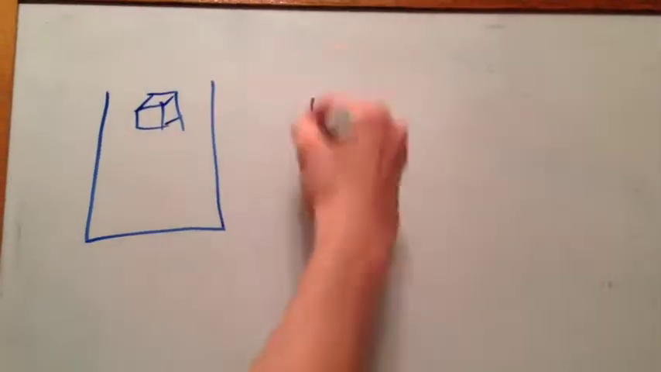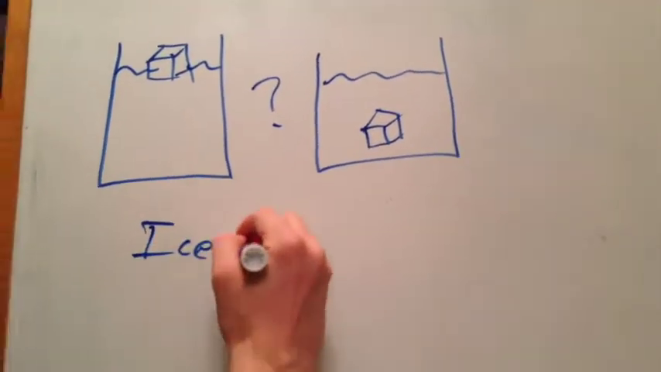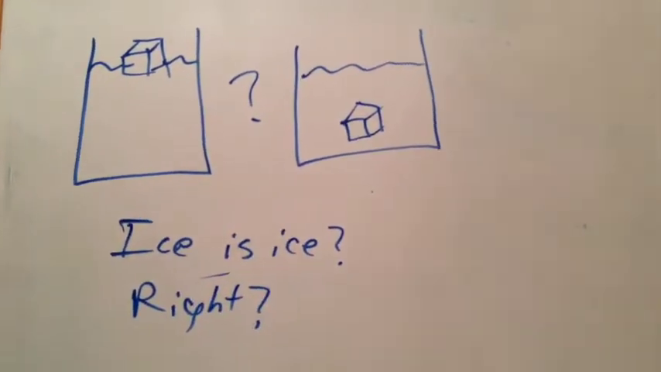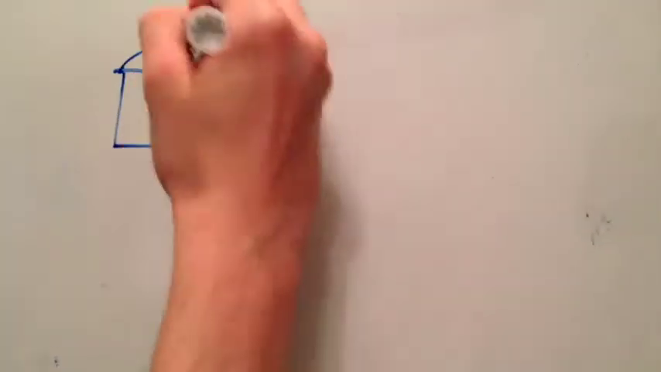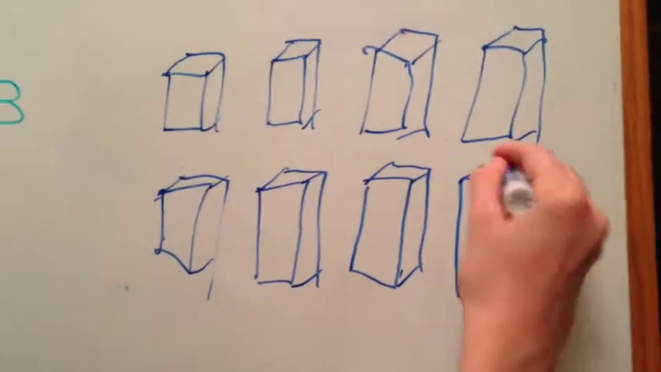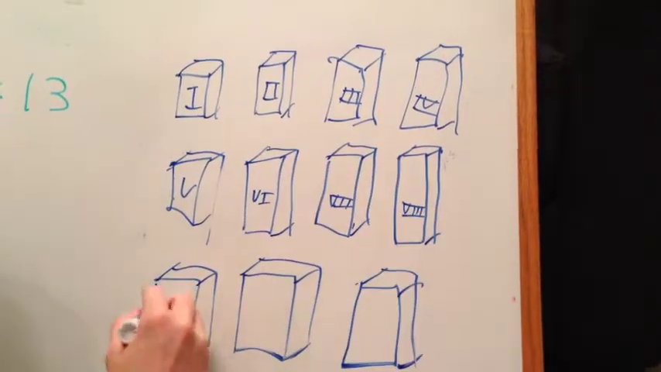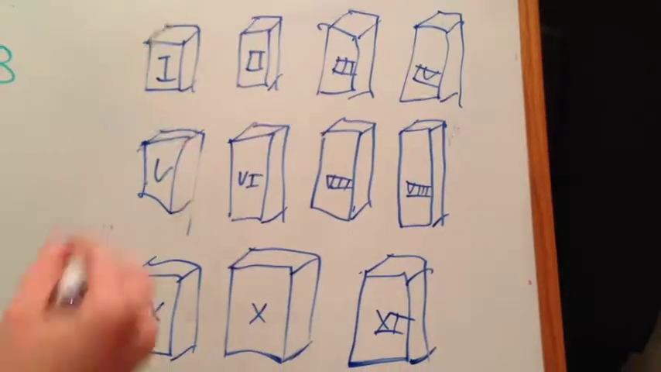Now, different solids of the same material can have wildly different properties. Take ice, for example. Not all ice is created equal. There are actually 11 different forms of ice. Each one of them exists under different pressure and temperature conditions and is labeled 1 through 11 in Roman numerals.